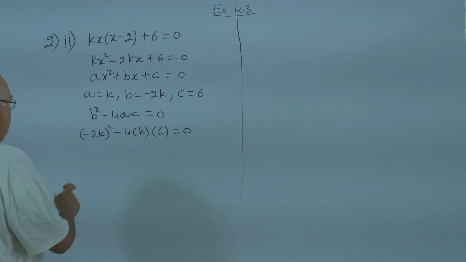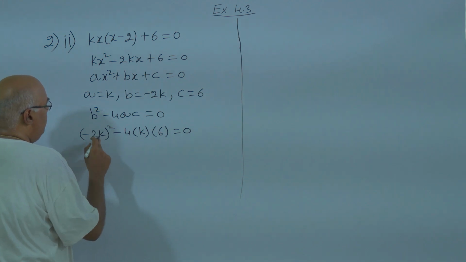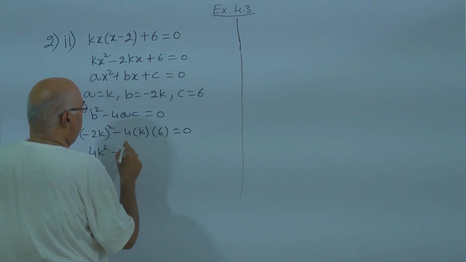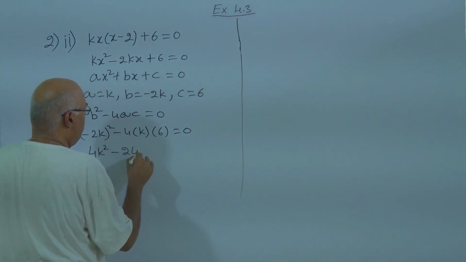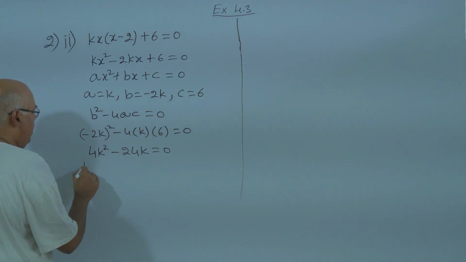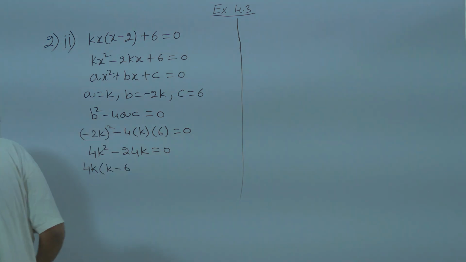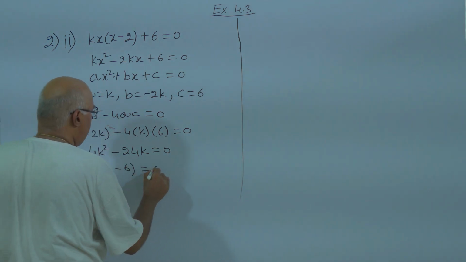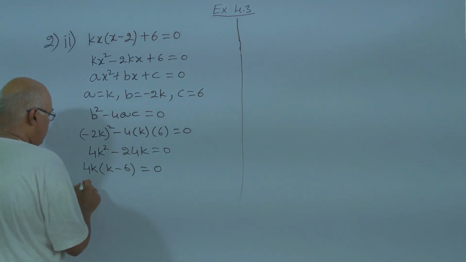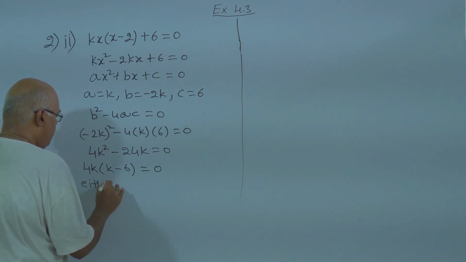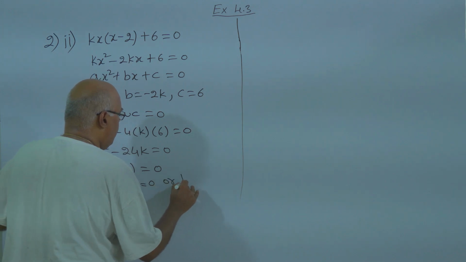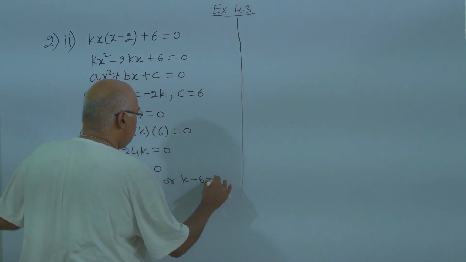Let us solve this. Minus 2 whole square is 4, so 4k square, minus 4 into 6 is 24, into k is 24k, is equal to 0. Now I can take 4k common. If I take 4k common, I will be left with k minus 6 is equal to 0. So 4k into k minus 6 is equal to 0 means either 4k is equal to 0 or k minus 6 is equal to 0.